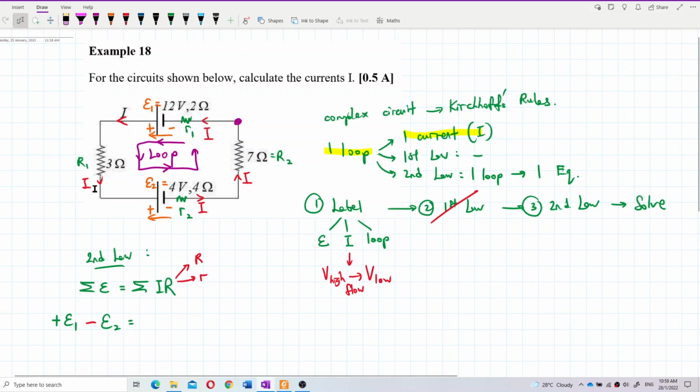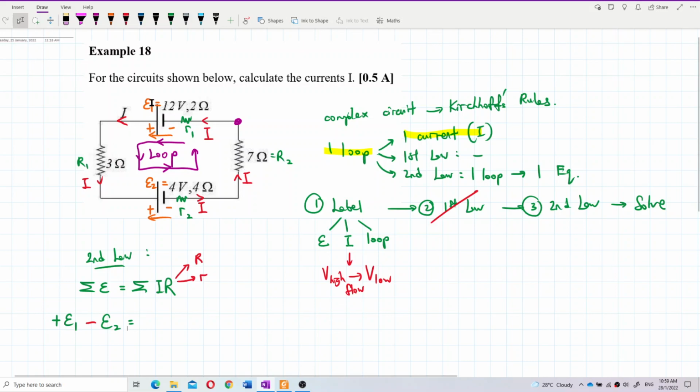So for the current passing through R1, for a resistor, look at the current. For EMF, look at the terminal, from negative to positive. For a battery, for EMF, look at the terminal from negative to positive. For a resistor, look at the direction of the current passing through.